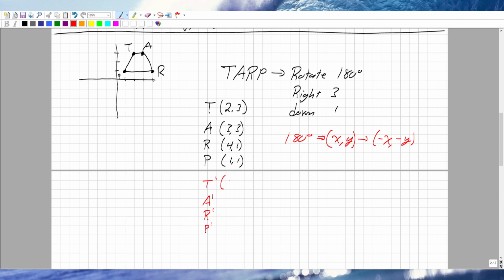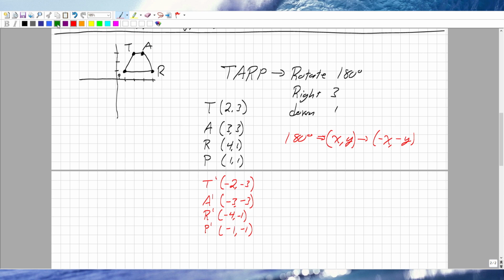The x and the y are going to be negatives. So for T prime, I'm looking at negative 2, comma, negative 3. For A, I'm looking at negative 3, negative 3. For R, I'm looking at negative 4, comma, negative 1. And for P, I'm looking at negative 1, negative 1. So that's the 180 degree transformation.